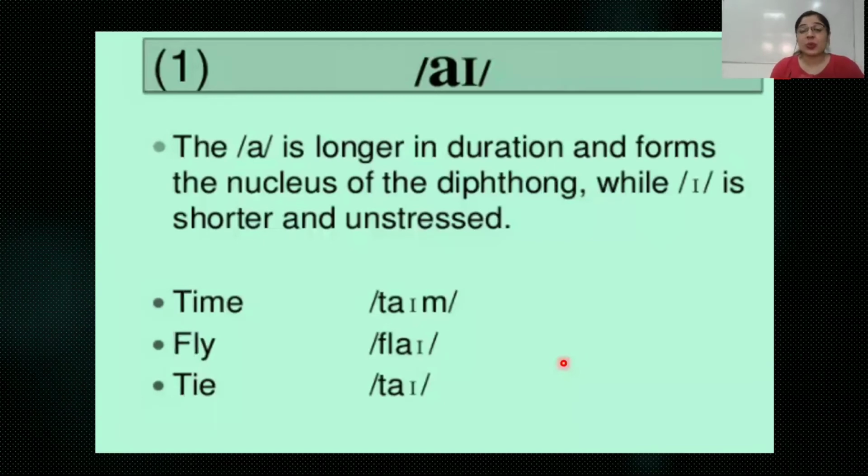So let's do it one by one. The first sound is /aɪ/. Here the A is longer and the I is short, as in time, fly, tie. And this is its phonetic transcription. When you say time, the sound t, then /aɪ/, and m is coming. So that's why time. This will be its phonetic transcription.